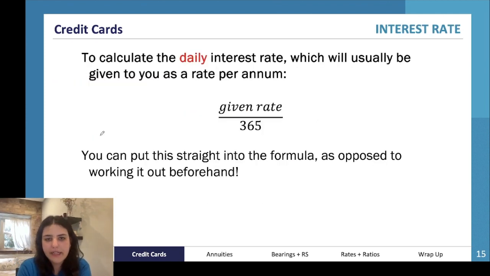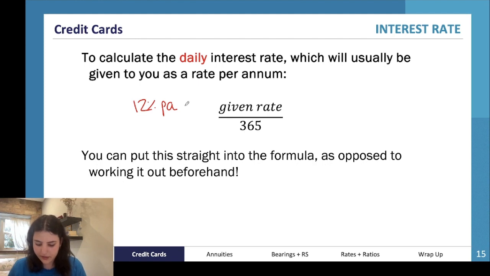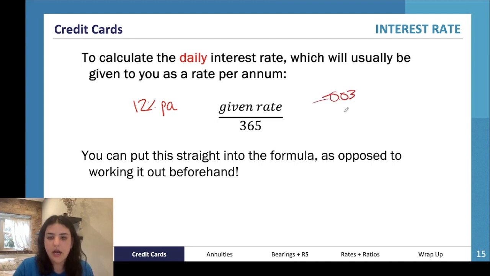Okay, to calculate the daily interest rate, which will usually be given to you as a rate per annum, you do the rate divided by 365. So let's say the rate per annum is 12%. You would do 12 divided by 365, and that would give you 0.03, or essentially 0.003%. You just do it as 0.003.